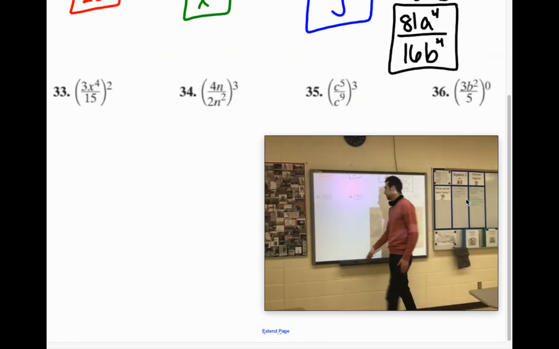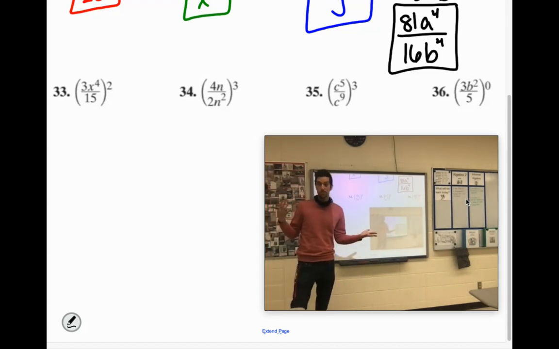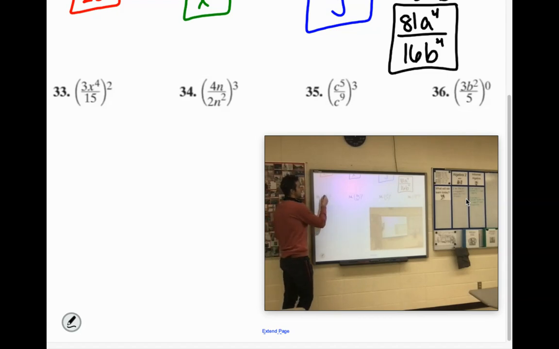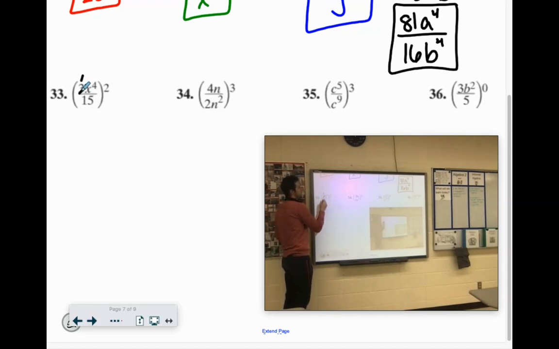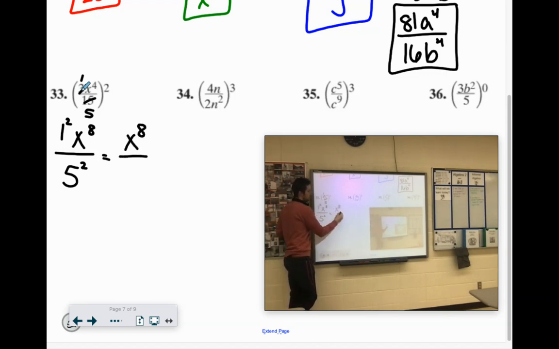All right. 3x to the fourth over 15, we're going to square it. Now, I'd recommend, if you can simplify stuff before you square everything, do that, like 3 over 15. 3 goes into 3 once, and it goes into 15 5 times. So now if we square everything, we have 1 squared, x to the 8th over 5 squared. 1 squared, 1 times 1 is 1, so we have 1 x to the 8th, which is just x to the 8th, over 5 squared. 5 times 5 is 25.